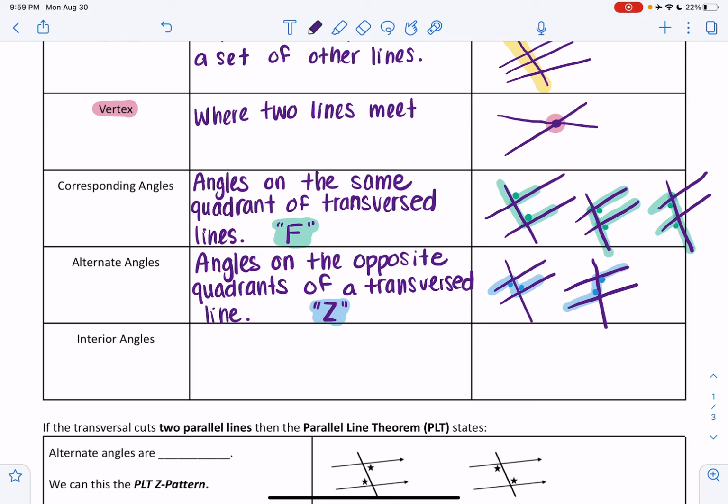Finally, we have what are called interior angles. And these are angles contained by transverse lines. So we'll write that out and then I'll describe what I mean. So our angles contained by transverse lines.